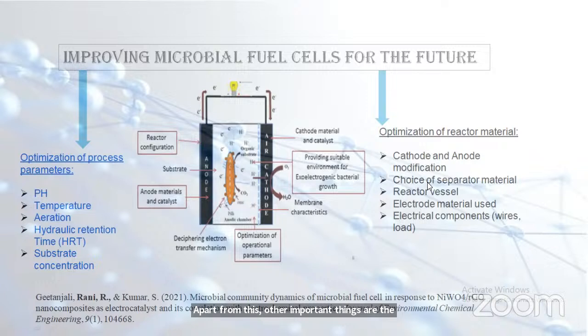Apart from this, other important things are the separator or the proton exchange membrane. It also has an important role in increasing the power density output. And yet another factor is the use of high efficiency exoelectrogenic strains. But here we are going to focus more on cathode and anode modification using nanocomposites or nanomaterials.